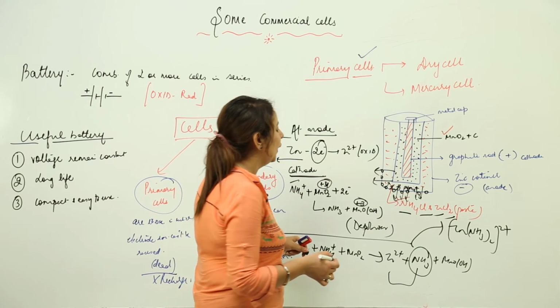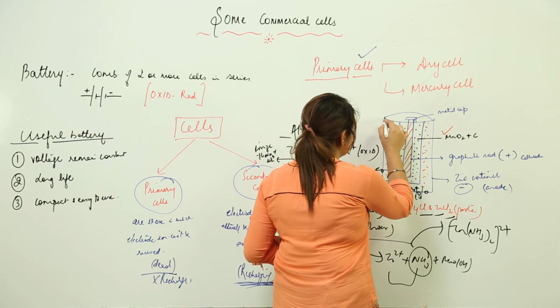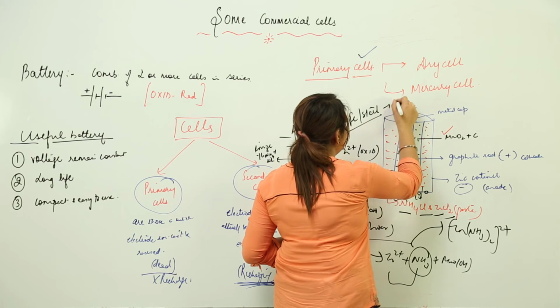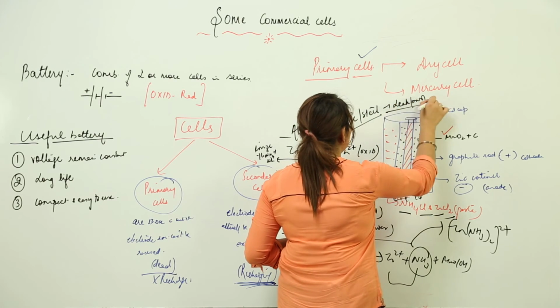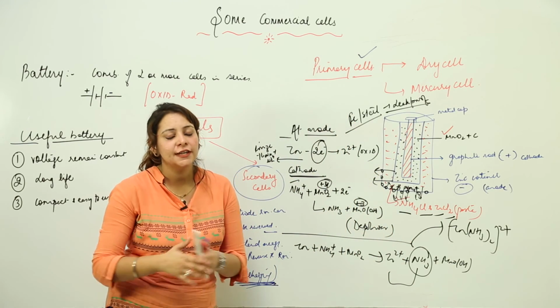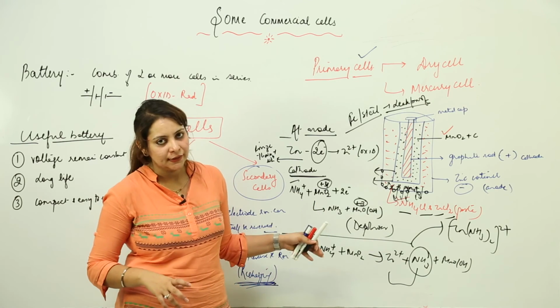So in order to avoid that, we provide a lining of iron or steel to make the cell leak proof. If you want to make the cell leak proof, you need to cover it with the iron or steel lining so that there is not any leakage from the cell. So this is the dry cell.